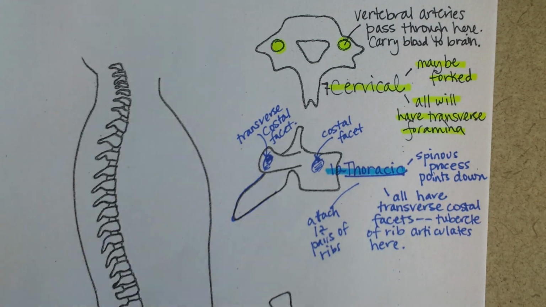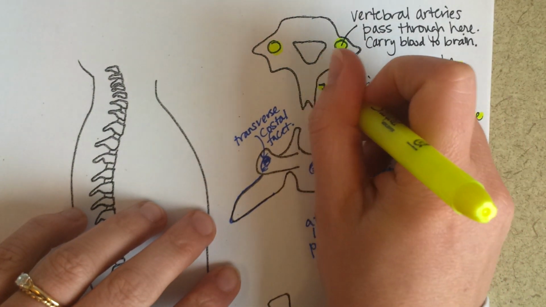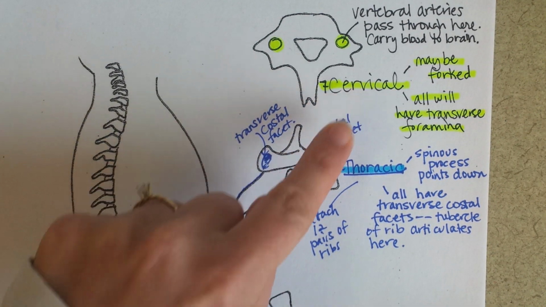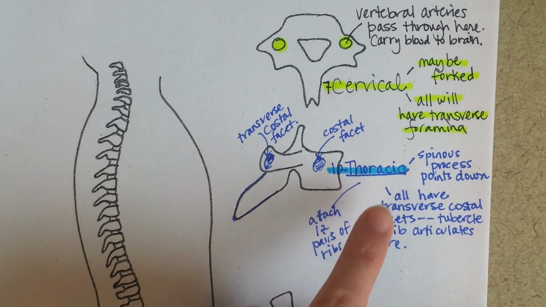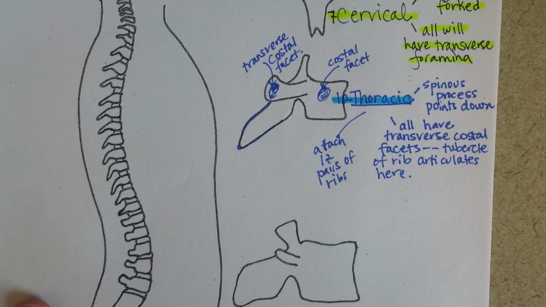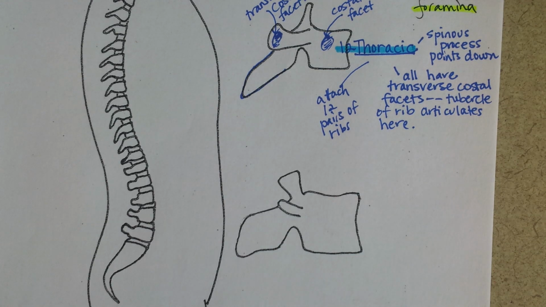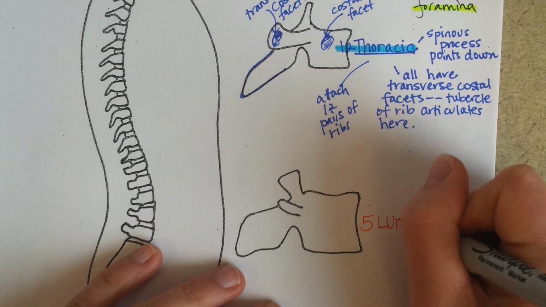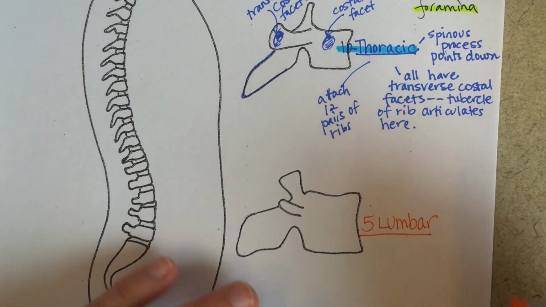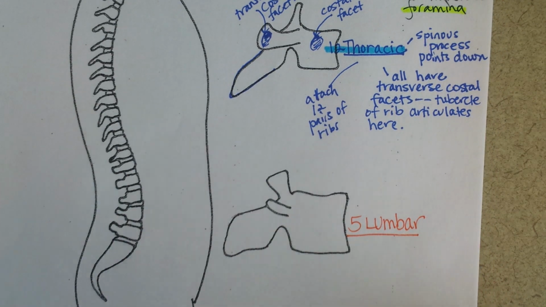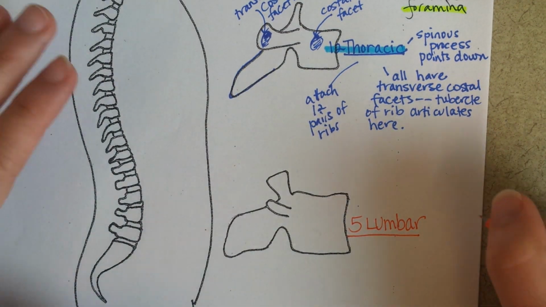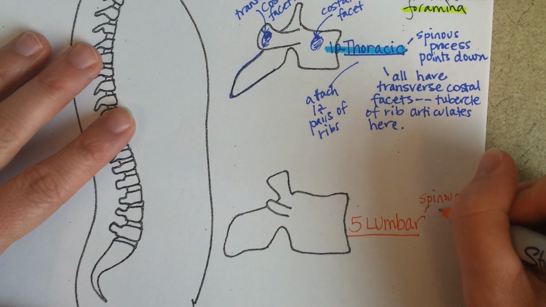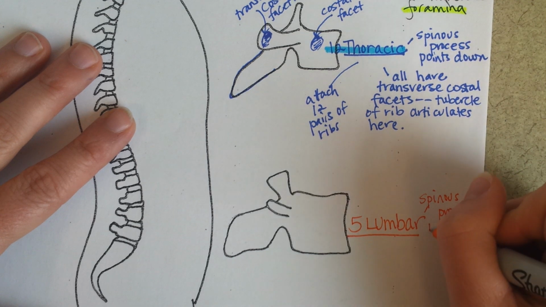Probably heard me or somebody else say this by now, but you can think of these as the times of days that you eat. You might eat breakfast at 7 in the morning, 7 cervical vertebrae. Eat lunch at 12 noon, so you have 12 thoracic vertebrae. And if you have little kids like I do, you might eat a very early dinner and have 5 lumbar. And the lumbar, what you usually notice is that the spinous process points straight back.